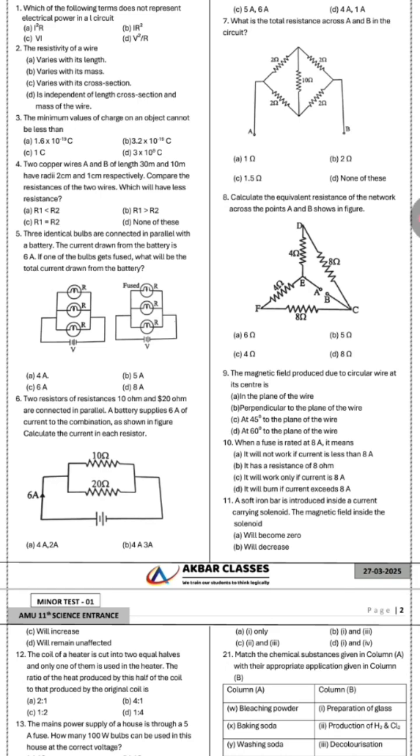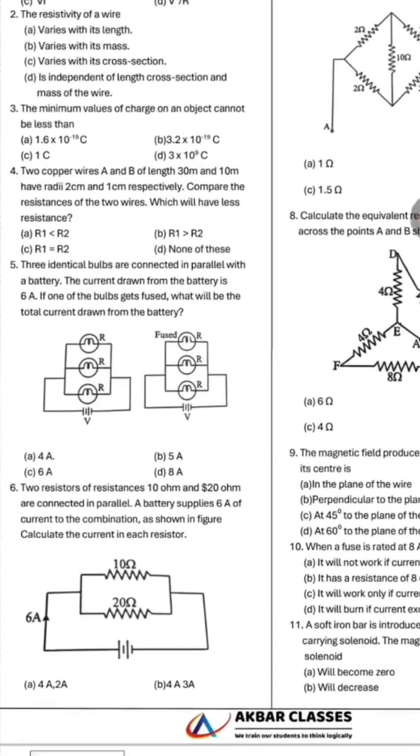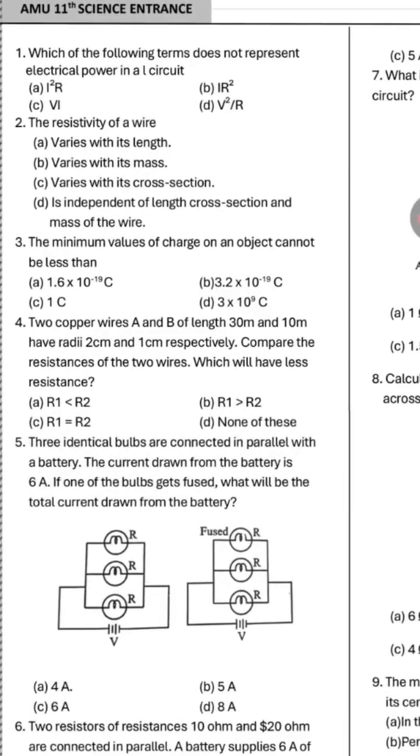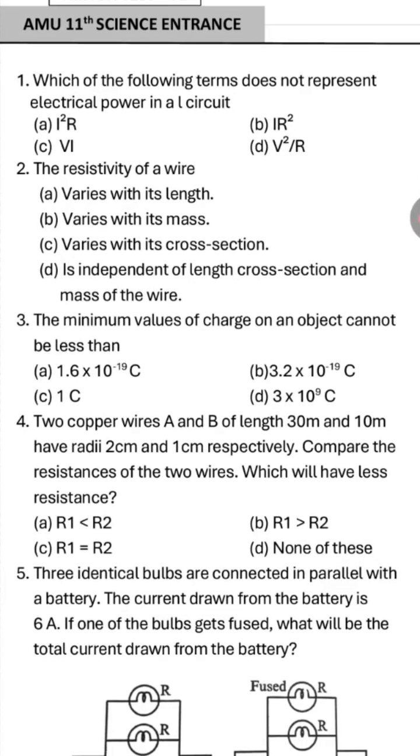Let us solve the physics portion of the minor test 1, which was conducted on 27th of March 2025. The first question is related to power and which does not represent electrical power. We know there are three formulas for electrical power: P equal to V into I, I square R and V square by R. Therefore, the option which does not represent the power is I R square.